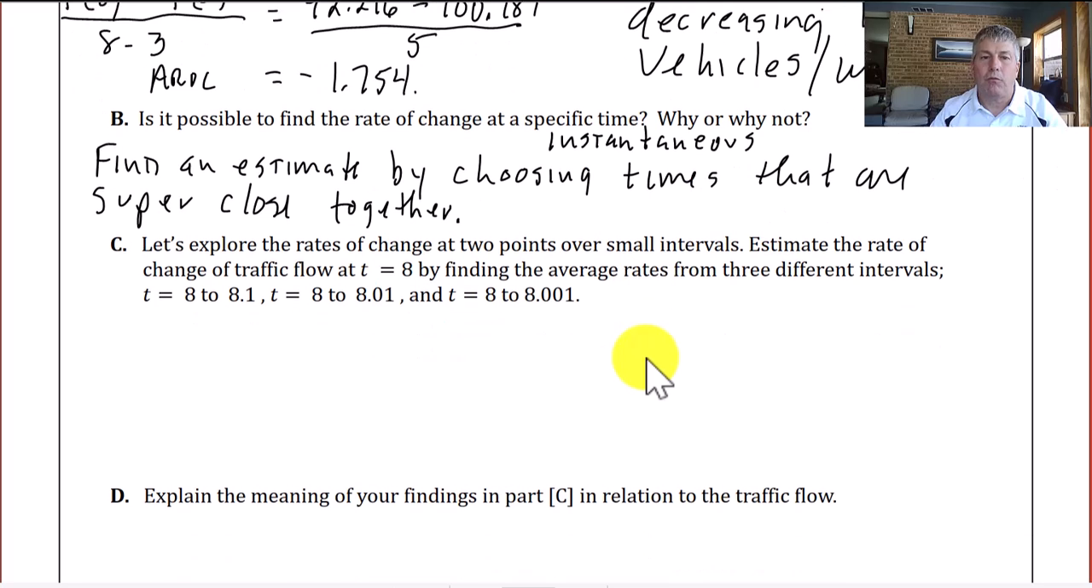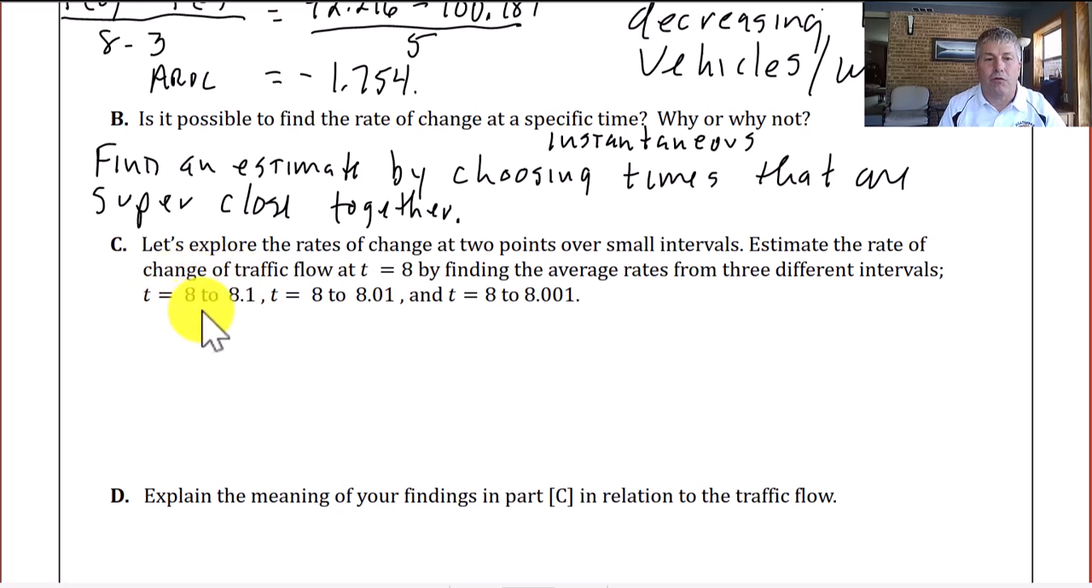Let's explore the rates of change at 2 points over small intervals. Well, that's what we just said. If we chose really small intervals to find the average rate of change, we'd get an estimate of the instantaneous rate of change. So that's what we're going to do here. We're going to try and find out what it is at t equals 8 by looking at really small intervals, or things that are super close to 8 seconds, and evaluating those.